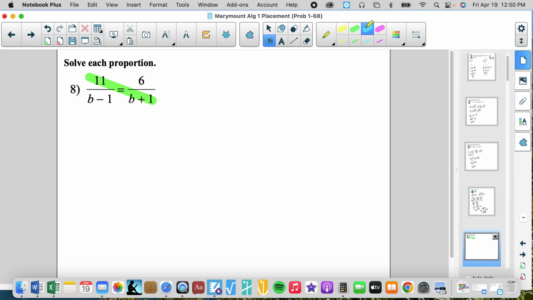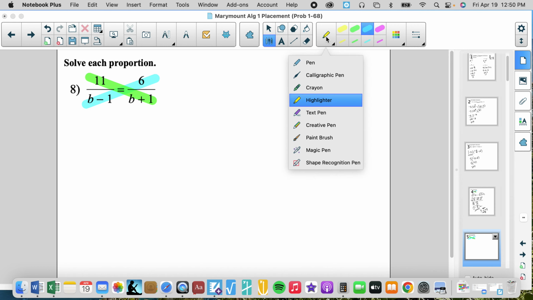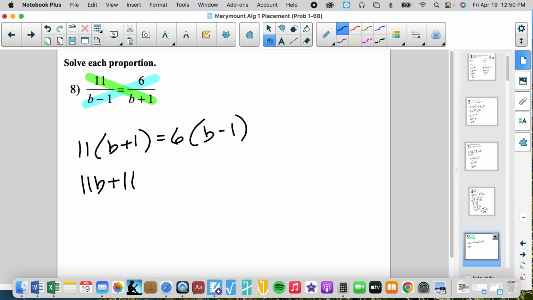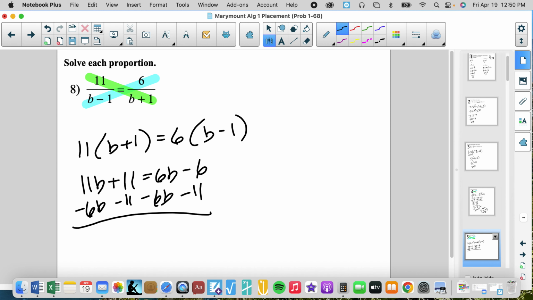Cross product again. You have 11 times b plus 1 equals 6 times b minus 1. 11b plus 11 equals 6b minus 6. Let's move the variables to the left side to keep them positive. Move the constants to the right side. We get 5b equals negative 17.